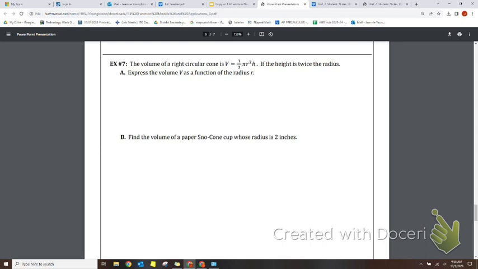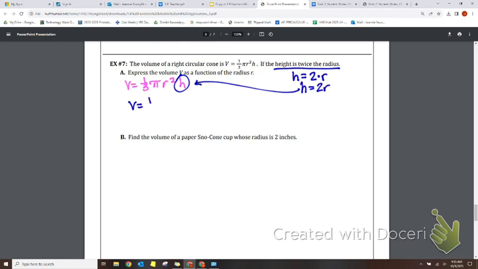Well, we already know from what it showed us there that V is equal to 1/3 pi r squared h. And if I want r to be the only variable, I need to get rid of the h. Well, what else did it tell me? It told me here the height is twice the radius, which means 2 times the radius. So we know the height is equal to 2r. So I'm going to take that and plug it in for h and then clean it up.